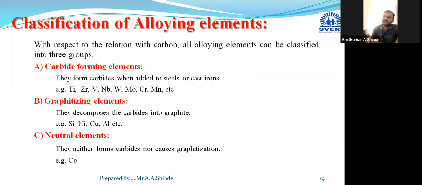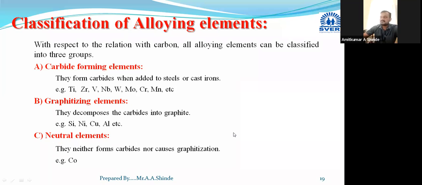Okay, in this neutral category, there is only one element, and it is cobalt. While writing the chemical formula for cobalt, you have to take care that this O should be small. If you write it in the capital, then it will indicate carbon monoxide. Okay, please take care of it. This is the name, or you can directly write the name. Cobalt is the only neutral element.